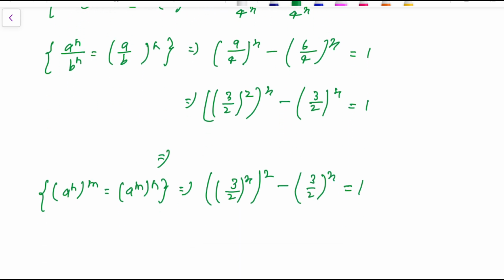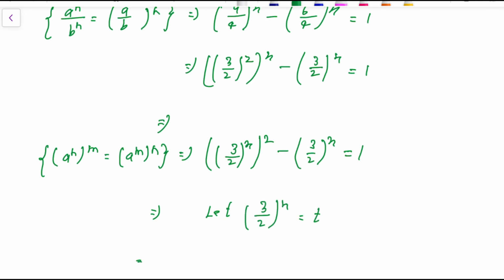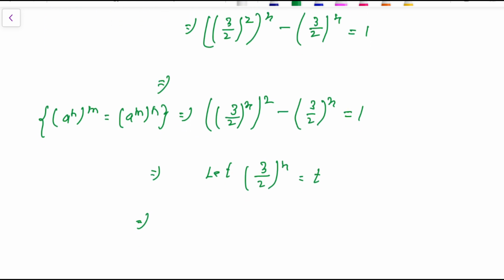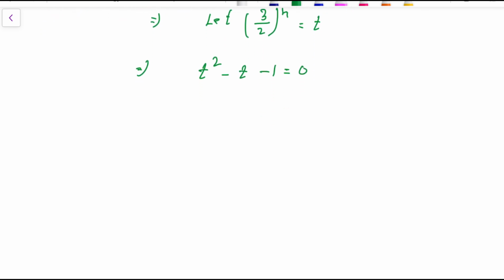So further, here we will be using a substitution in order to solve this equation. The substitution is (3 by 2)^x equal to t. So after putting (3 by 2)^x equal to t, the equation will become t^2 - t - 1 = 0. This quadratic can be solved by using the quadratic formula.